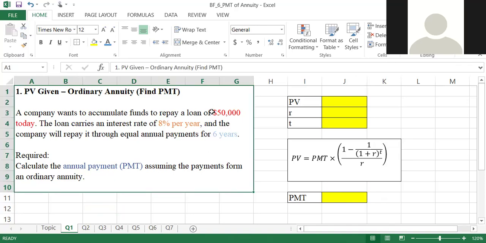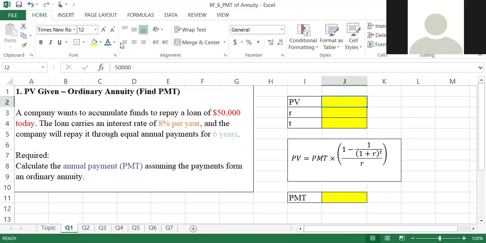So if we know we have 50,000 today, that means it is our PV at an interest rate of 8%. R is 8% and equal payments are made for 6 years. That means T is 6. Inserting PV of 50,000, R of 8%, and T of 6 in the ordinary annuity formula, we can find PMT.